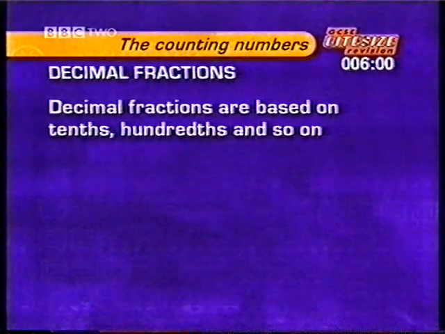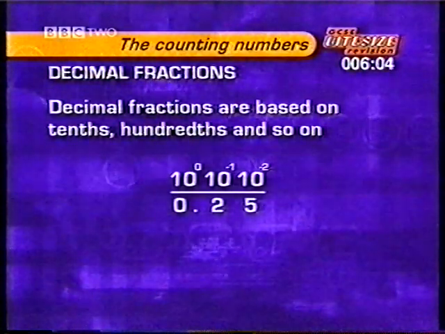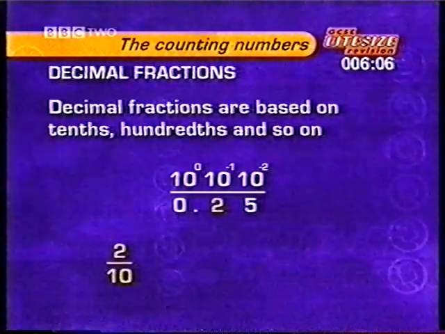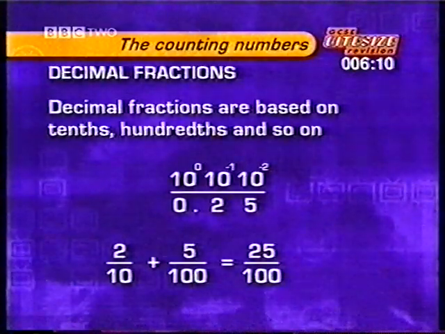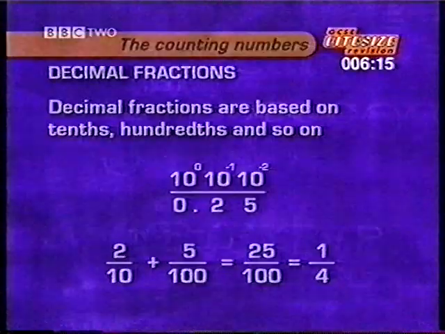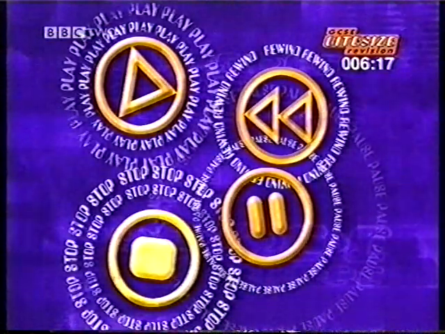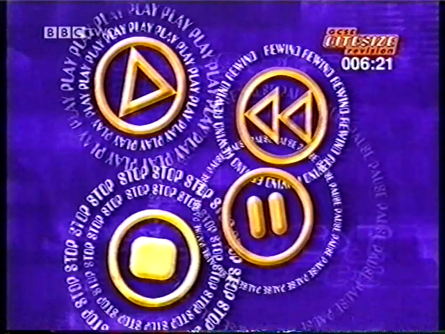Decimal fractions are based on tenths, hundredths, and so on. For example, 0.25 is the same as 2 tenths and 5 hundredths, which is 25 hundredths. If you simplify the fraction, it's the same as 1/4. That's the end of the section on the counting numbers.